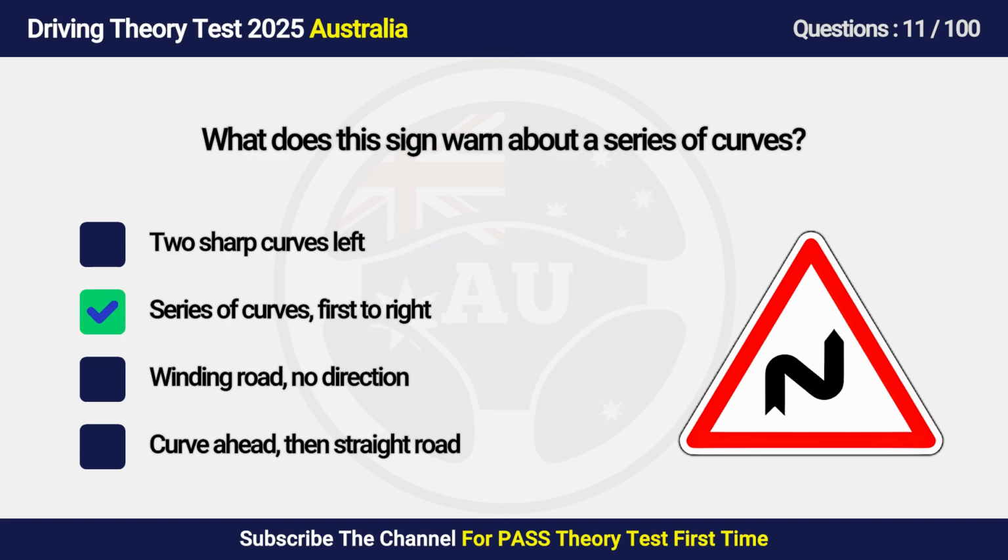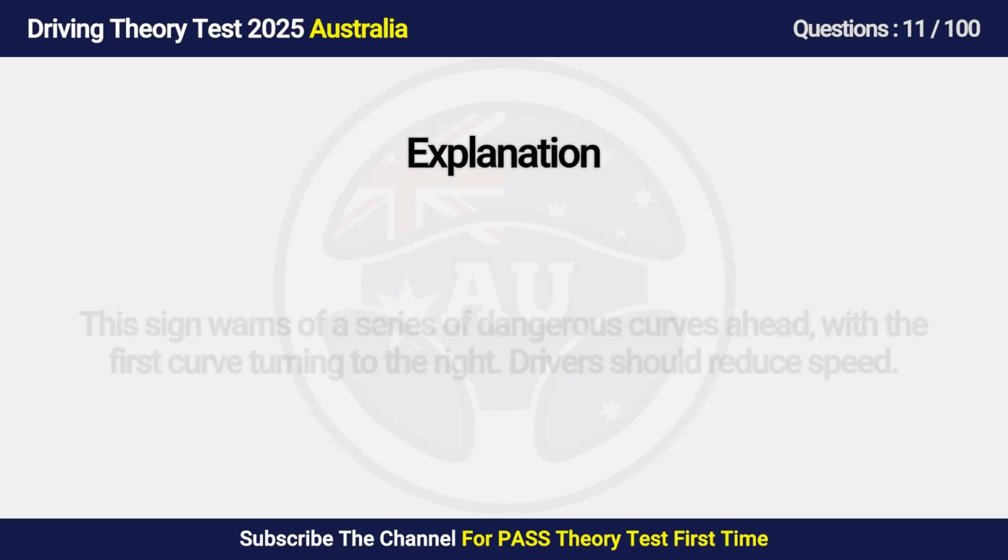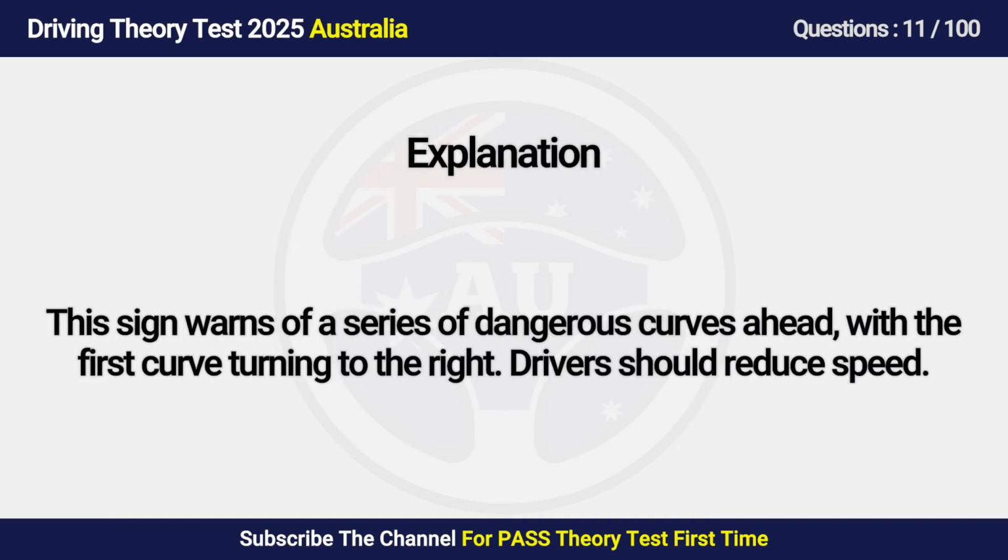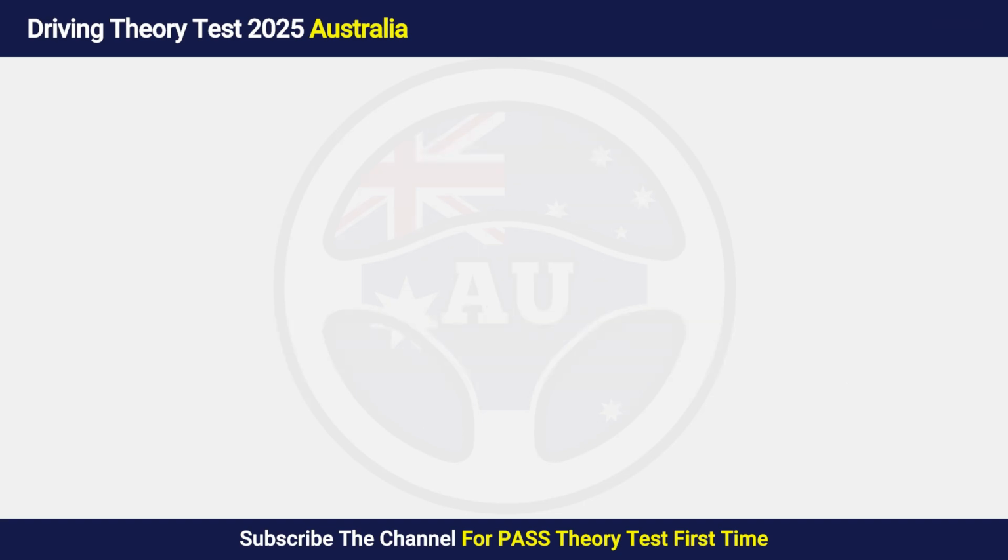Answer is B. Series of curves first to right. This sign warns of a series of dangerous curves ahead, with the first curve turning to the right. Drivers should reduce speed.